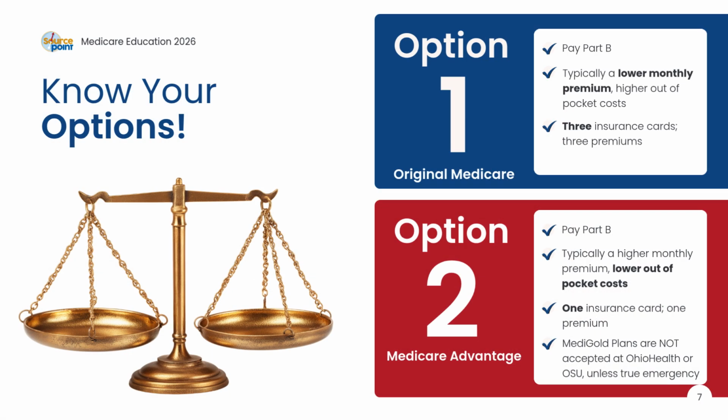Let's compare the 2 plans. Regardless of which option you select, Option 1 or Option 2, everyone must pay the Medicare Part B premium. With Option 1, your monthly premiums are typically lower, but you may face much higher out-of-pocket costs. With Option 2, you may have a monthly plan premium in addition to the Part B premium. Please note that Medi-Gold plans require you to use Mount Carmel providers and hospitals. This includes St.